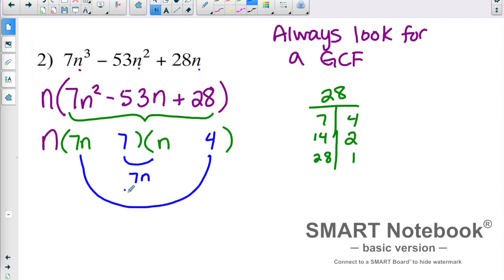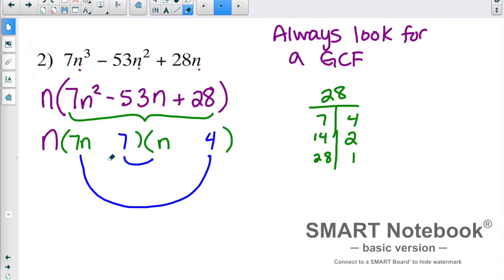7 times 4 is 28n. So if I combine those, we only get 35 and we need 53. But here's why it doesn't work, or I knew it wasn't going to work already.